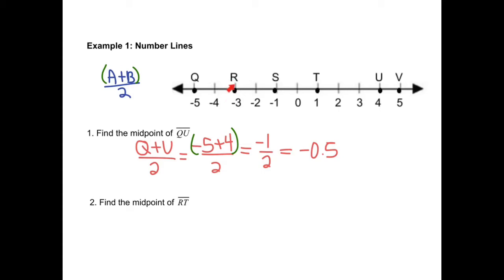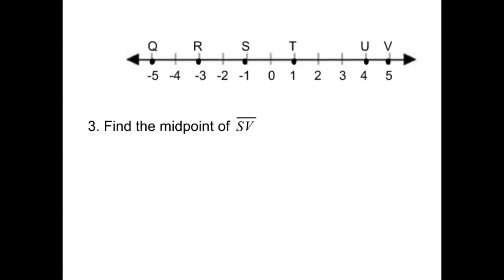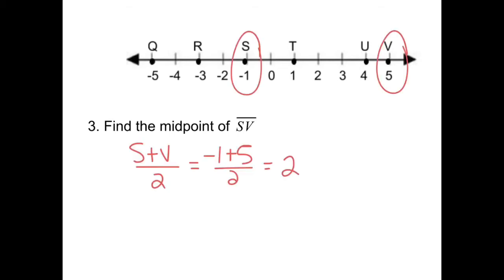Next one, the midpoint between R and T. Well, R is located at -3 and T is at 1. So using the formula, the midpoint of RT is at -1. Go ahead and try example 3 on your own. You are finding the midpoint of SV. So S is here and V is here. Hopefully you got the answer of +2. So +2 is the location directly in the middle between 5 and -1. It's cutting the SV perfectly in half.